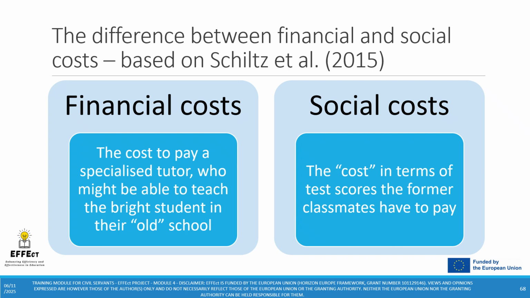However, the computation changes once the notion of social cost intervenes. In this case, we do not only have the cost of paying for a specialized tutor if the student stays, but we also have another cost: the cost in terms of test scores the remaining students have to pay. Therefore, while at first sight only the alternative of the bright student staying at his old school seemed costly, including social costs into the analysis makes it appear that indeed both alternatives are costly.